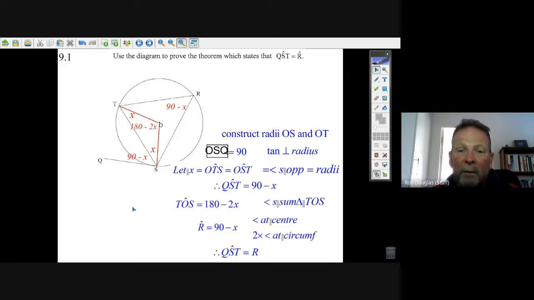Now, there's 4 different ways of doing it. In the exam, you can look at 4 different proofs, different ways of proving the tan chord theorem. But that's one of them right there. Okay.